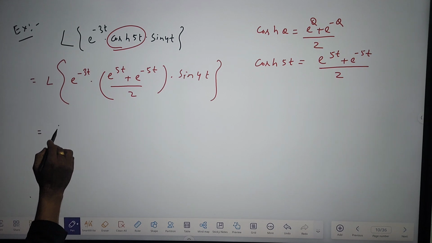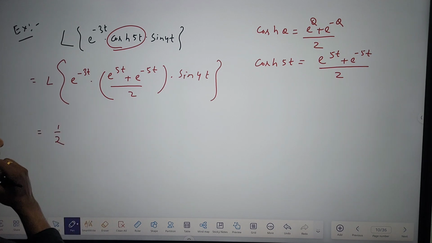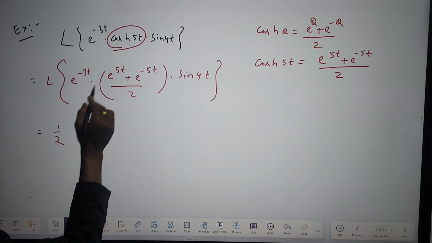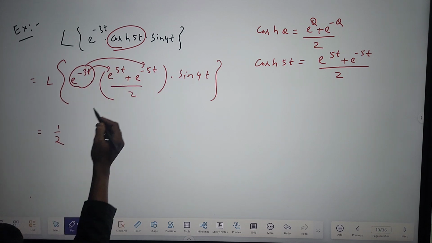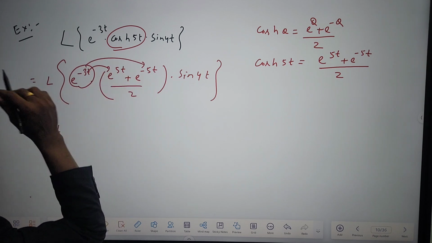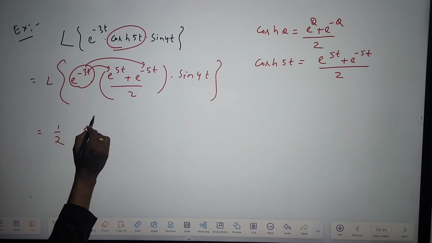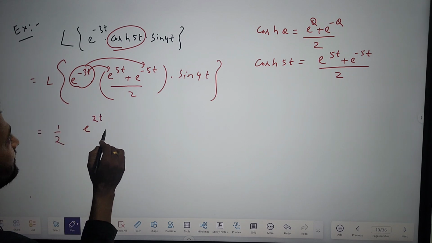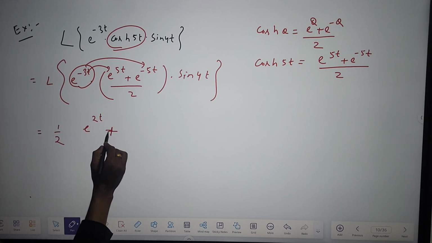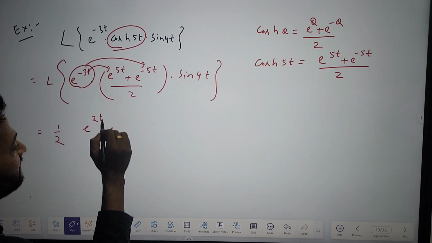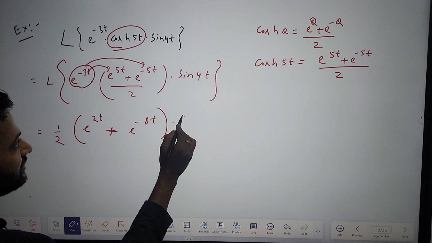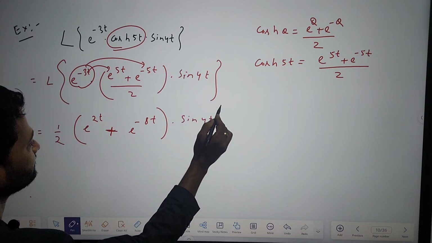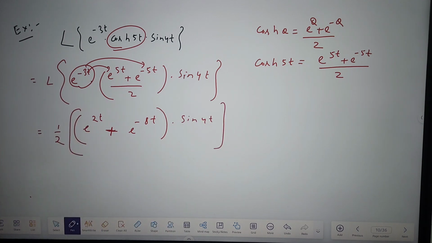Okay, so half we can take common, so multiply this with this, then plus, multiply this with this: e to the power minus 3t plus 5t, how much is that? e to the power 2t, I think, yes, plus e to the power minus 3t into e to the power minus 5t, so e to the power minus 8t, okay, into sin 4t. Clear?